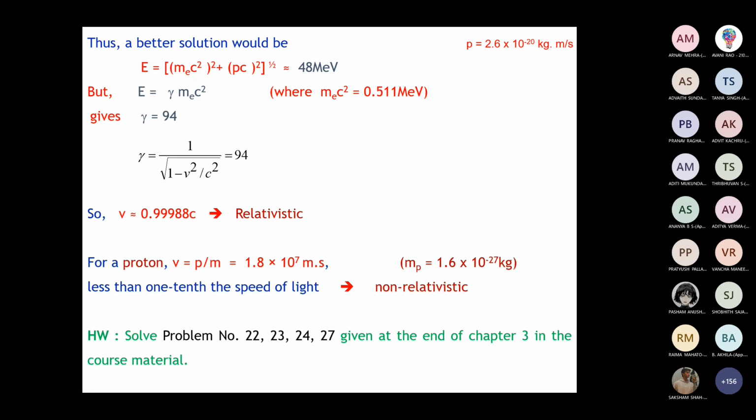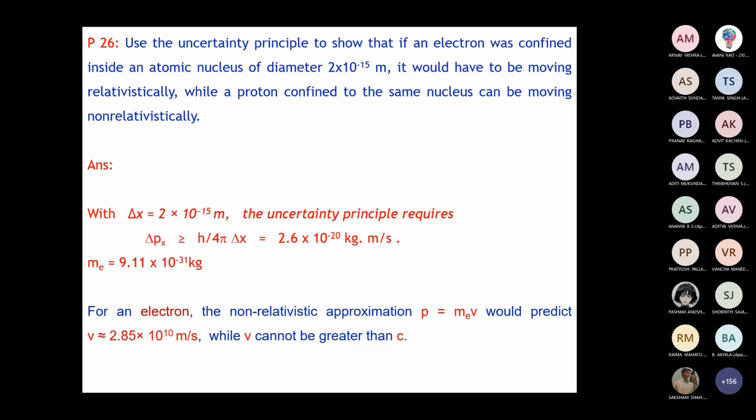Now, the relativistic factor can be estimated from the relation: gamma, the relativistic factor, is equal to 1 by square root of 1 minus v square by c square. In this equation you will get the value as 0.998 times c. So if the electron is confined within the nucleus, right? That's what the first part was.